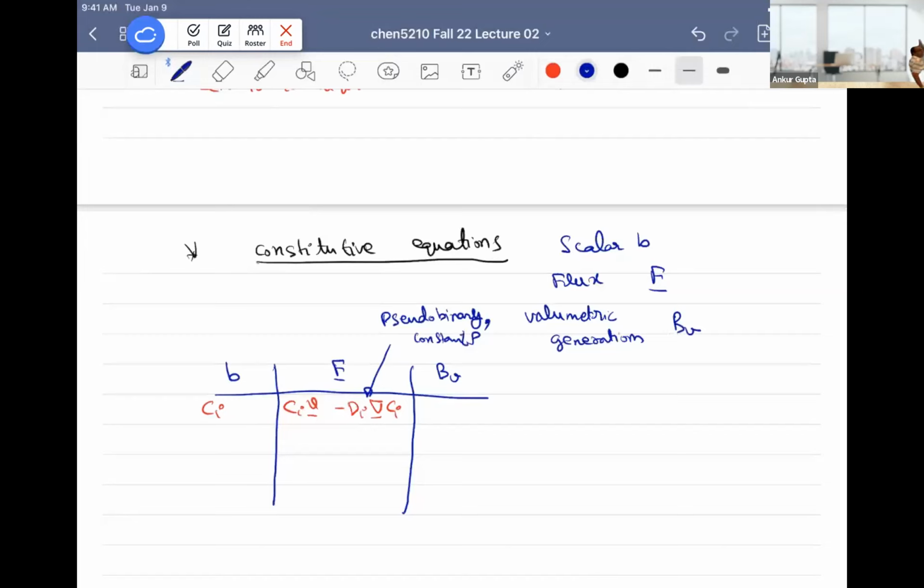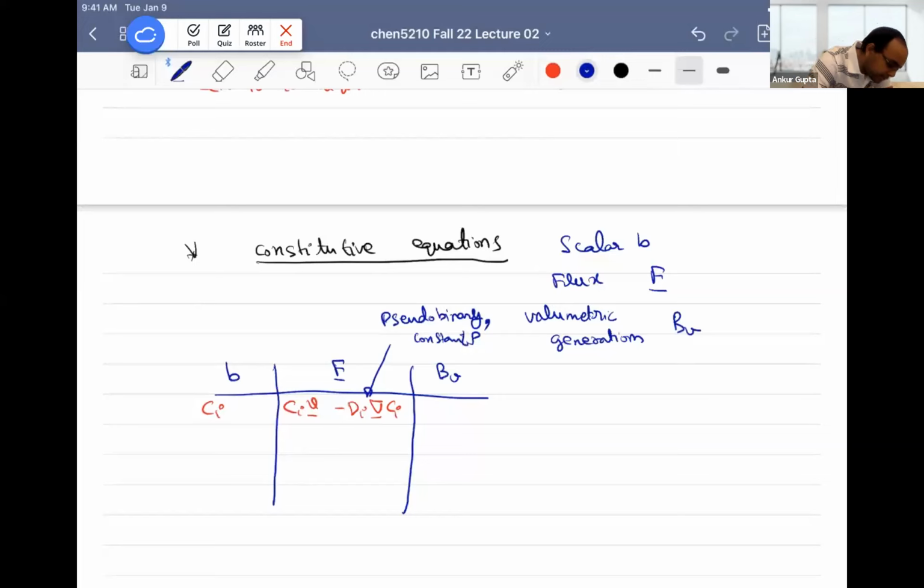If you don't have pseudo binary, you will have to do all the omega A, grad phi, and so on. But this is only true for constant pseudo binary. Now, what do you think? How can we generate or consume any concentration? Reactions, right? You can have some reactions, and remember, this is where students probably get confused. This is volumetric reaction. You can also have surface reactions, but we are only talking about volumetric reactions right now.